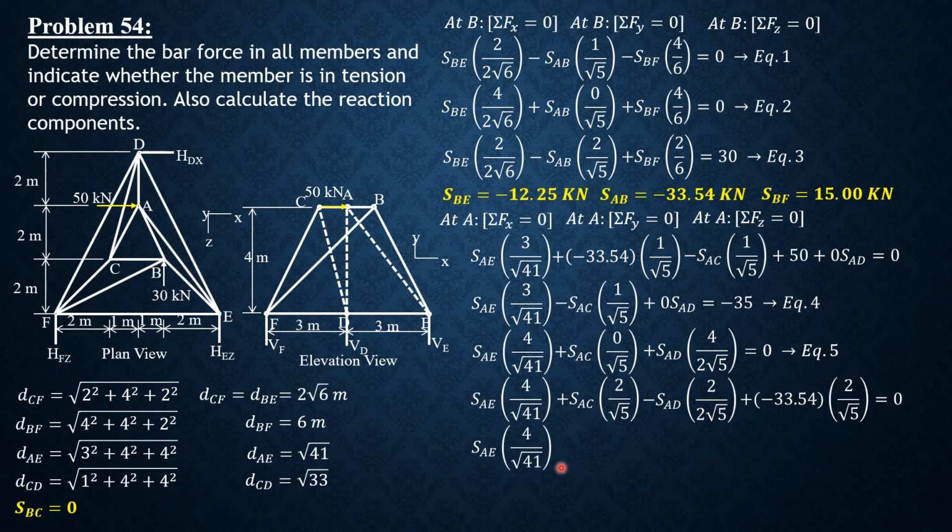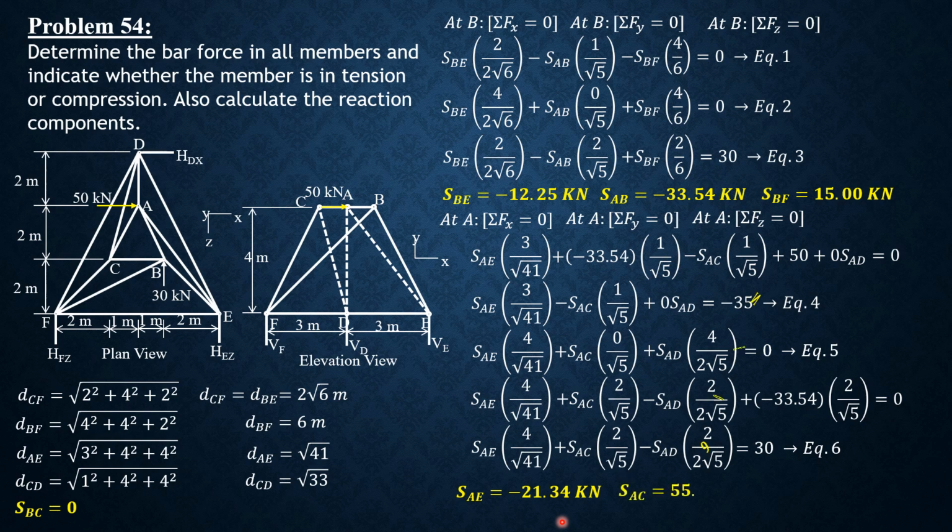Simplifying, SAE times 4 over square root of 41 plus SAC times 2 over square root of 5 minus SAD times 1 over square root of 5, or you may just write 2 over 2 square root of 5, equals positive 30, equation 6. So solving equations 4, 5, and 6 simultaneously gives us the following result. SAE is negative 21.34, so it is compression. SAC is 55.9 kilonewtons positive, so it is tension. And SAD is equal to 14.91, so positive, it is also tension.